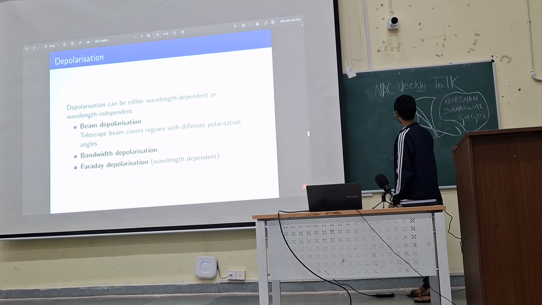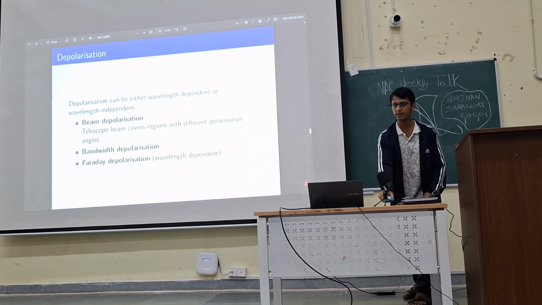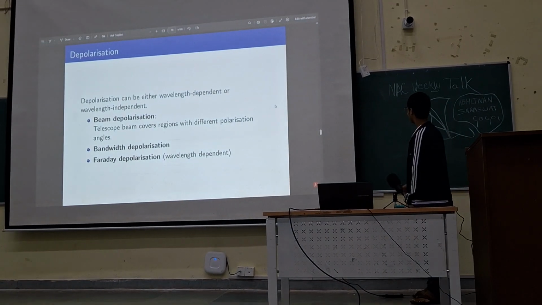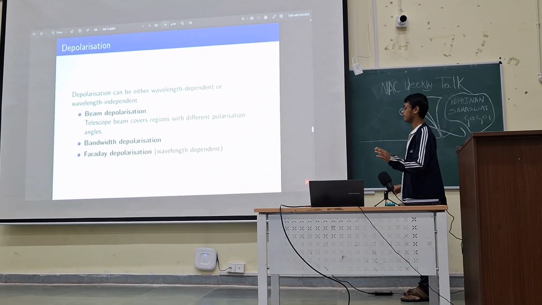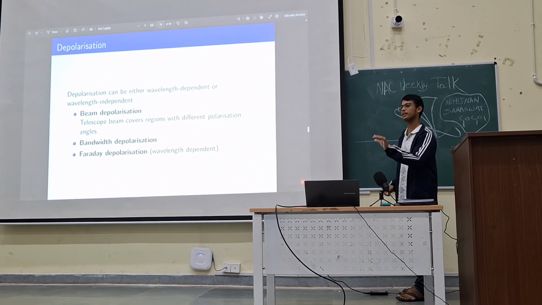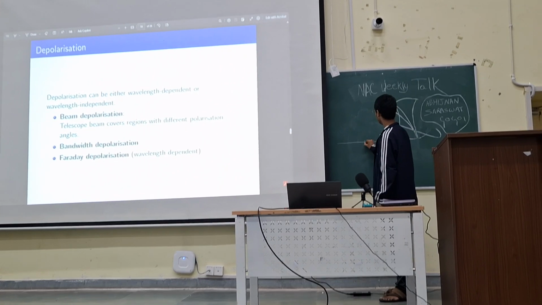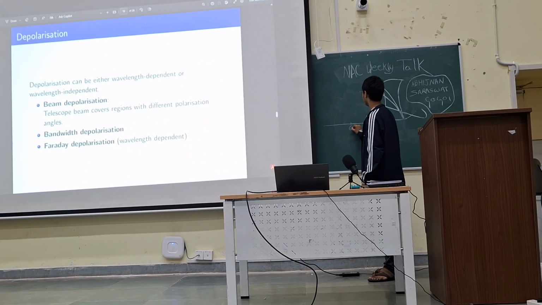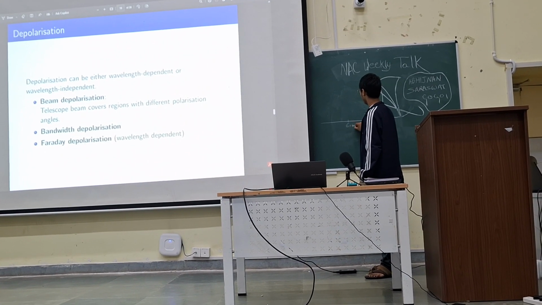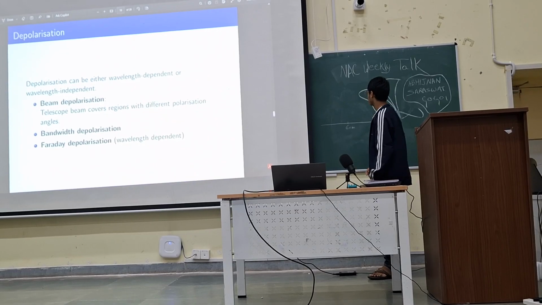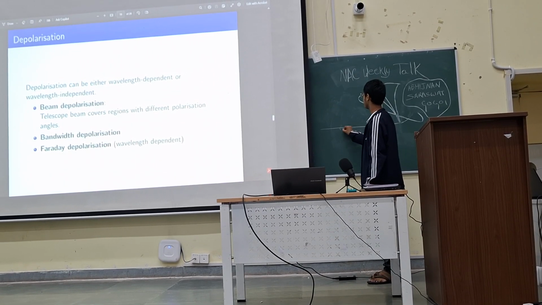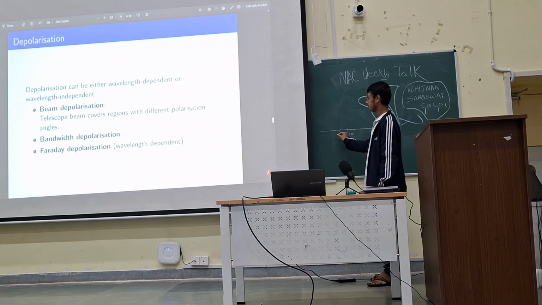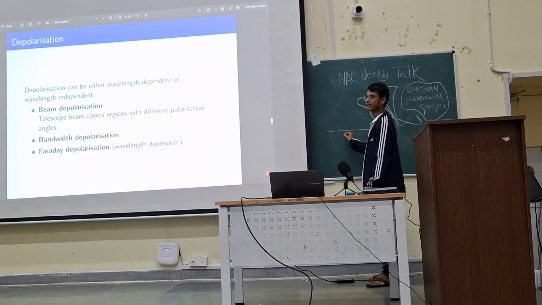And the next one is bandwidth depolarization. Our telescopes observe galaxies in different wavelengths. Let's say we are looking at the 6 centimeter wavelength. Our telescopes measure somewhere around 6 centimeters, so there's an interval, somewhere less than and greater than 6 centimeters.